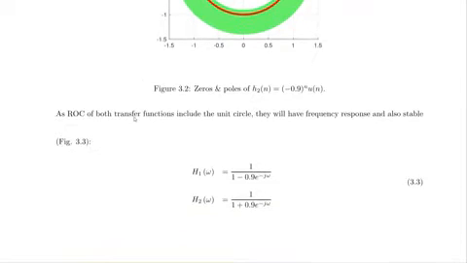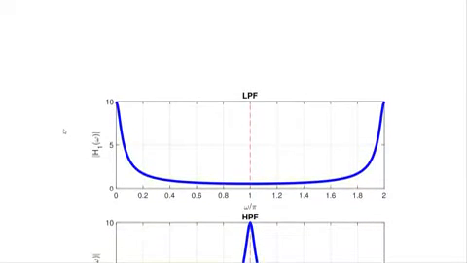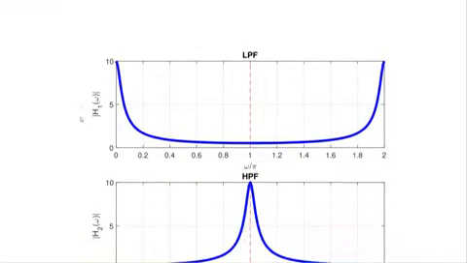They will be stable. Now, putting r equal to 1, we will have the frequency response of both systems: H1 of omega equal to 1 over 1 minus 0.9 times e to the power of minus j omega, and H2 just has a plus here. The rest is similar to the first one. Now we have plotted the frequency response.